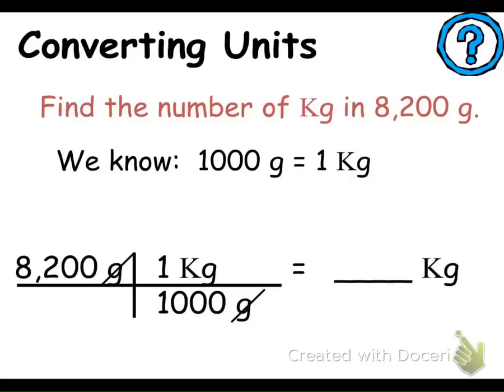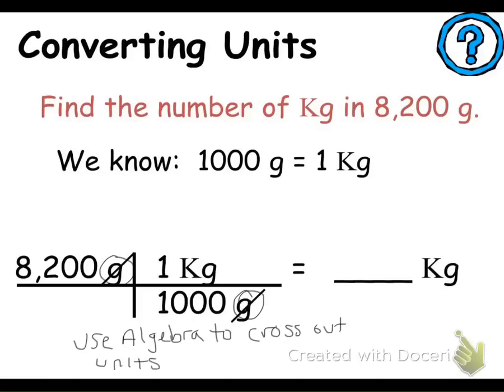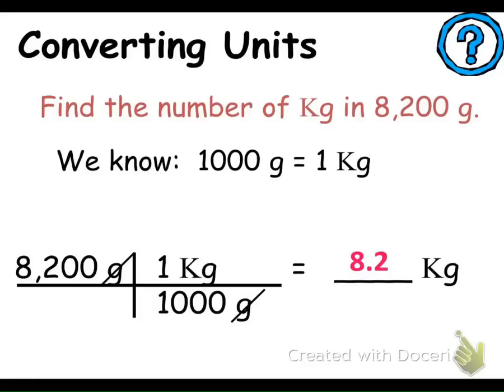We're going to make sure that our units cross out right here, so we know that we've got grams and grams. You always ask yourself, can you go from grams to kilograms? You can. You know that 1 kilogram equals 1,000 grams. So in this case, you would use algebra and cross those grams out. You're left in kilograms. And then you're going to multiply 8,200 by 1. Obviously you don't need to do that in your calculator, but I'm just trying to teach you good practice and good steps. And then you would divide by 1,000 and you would get 8.2 kilograms.